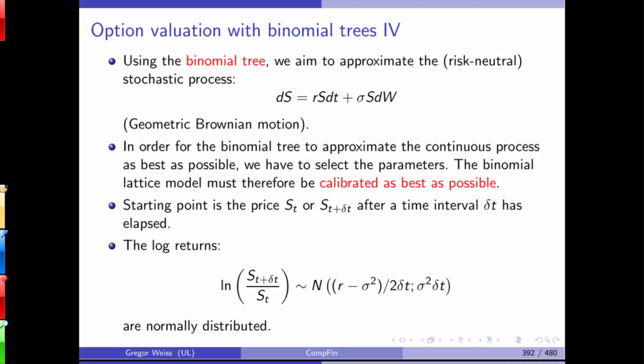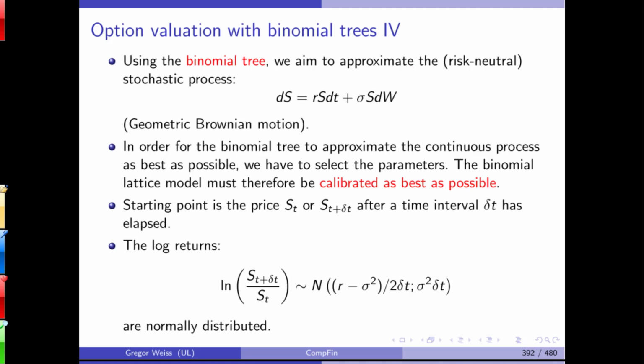Quite simple. Now, using this binomial tree, we try to approximate the risk-neutral stochastic process dS equals r times S times dt plus sigma S dW. Again, simple geometric Brownian motion. Now, in order for the binomial tree to approximate the time-continuous process as best as possible, we have to select the parameters with which we force our discrete approximation down to the continuous underlying process.